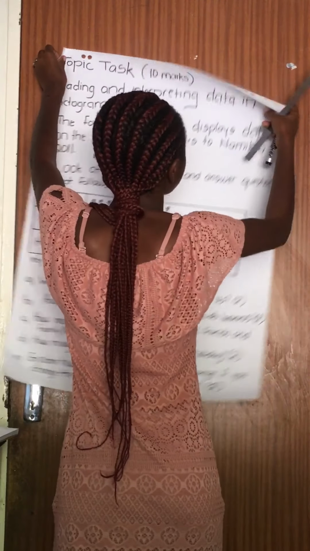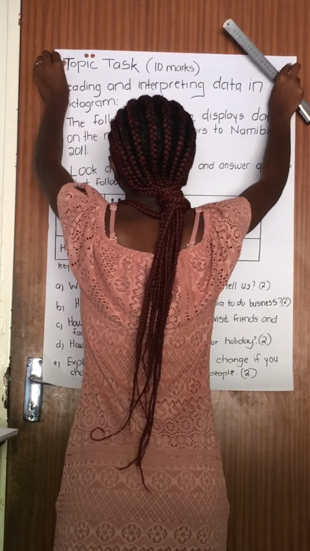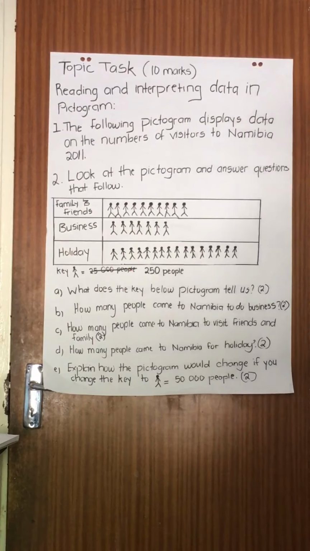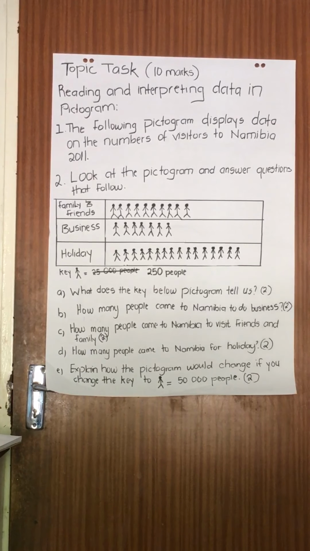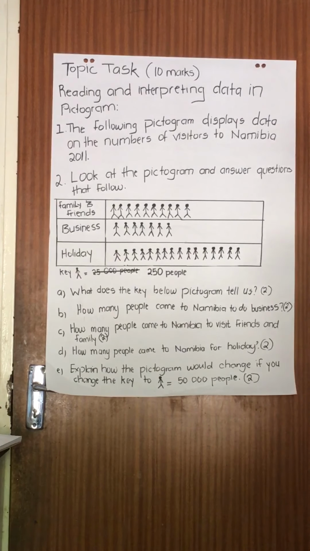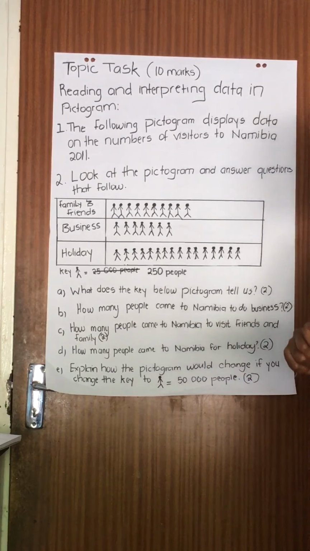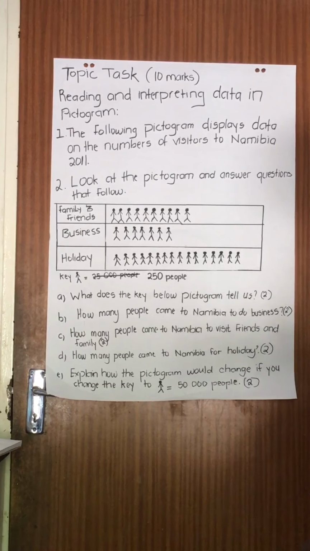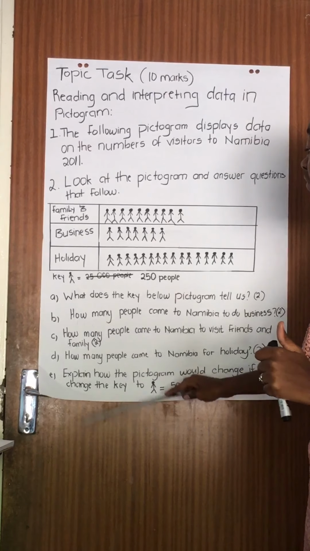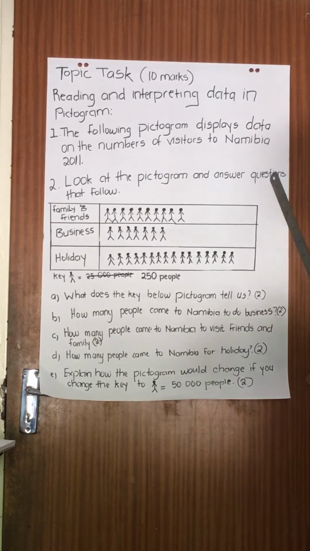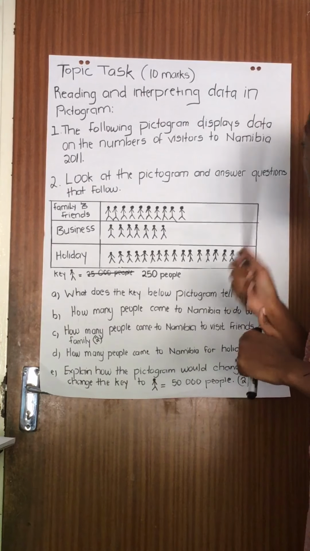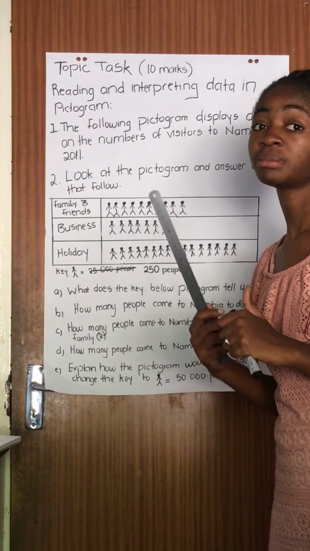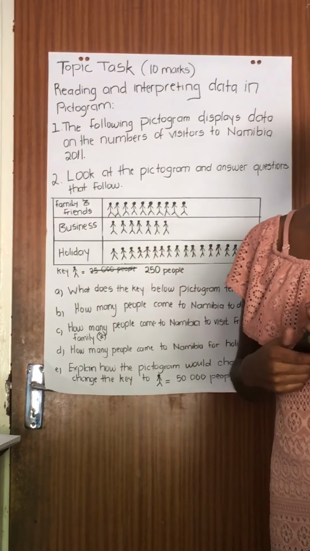Okay, this is our topic task. You have to finish it right now in class. Do it individually in your books. Fast. We only have a few minutes, and then we'll answer this now in class. So you better hurry up. Look at the following pictogram and answer the questions that follow down there. And please make sure you use the key. The key is provided right there, so use the key. And if you have any question, please do not hesitate to ask.